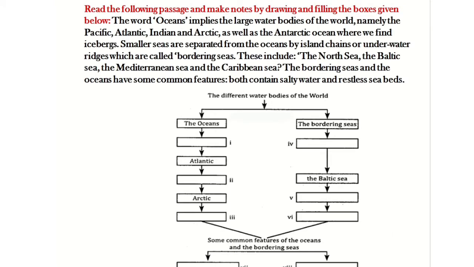Here is also the same question. Read the following passage and make notes by drawing and filling the boxes given below. The word ocean implies the large water bodies of the world, namely the Pacific, Atlantic, Indian and Arctic, as well as the Antarctic Ocean, where we find icebergs. Smaller seas are separated from the oceans by island chains or underwater ridges which are called the bordering seas. These include the North Sea, the Baltic Sea, the Mediterranean Sea and the Caribbean Sea.